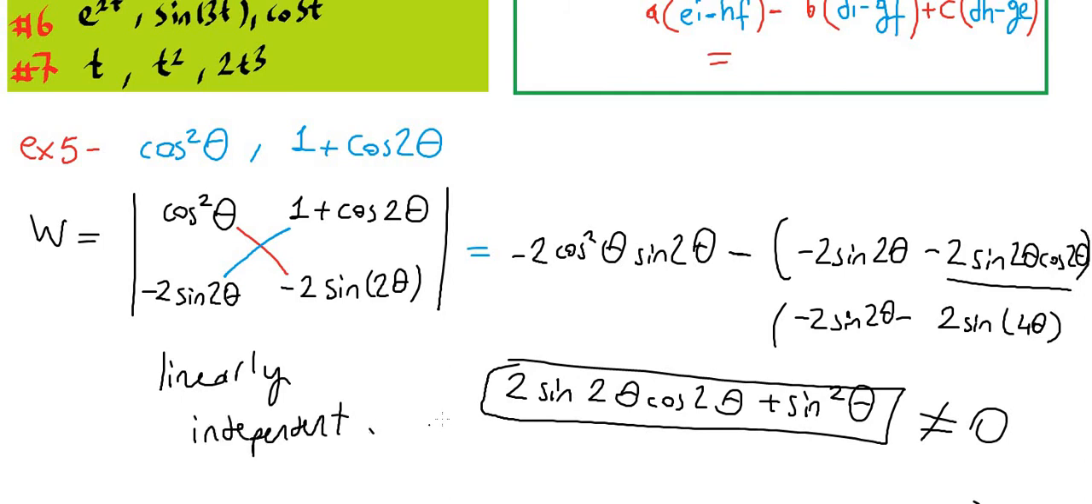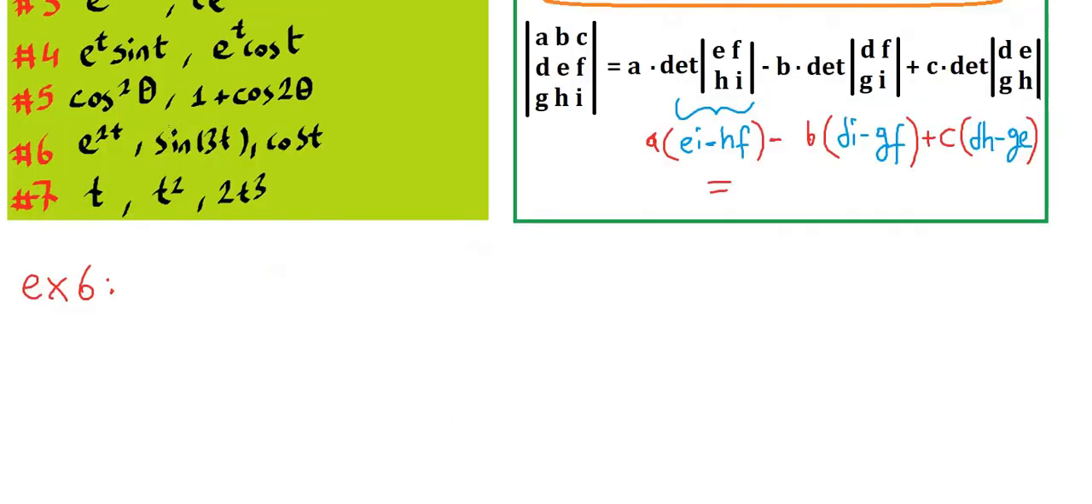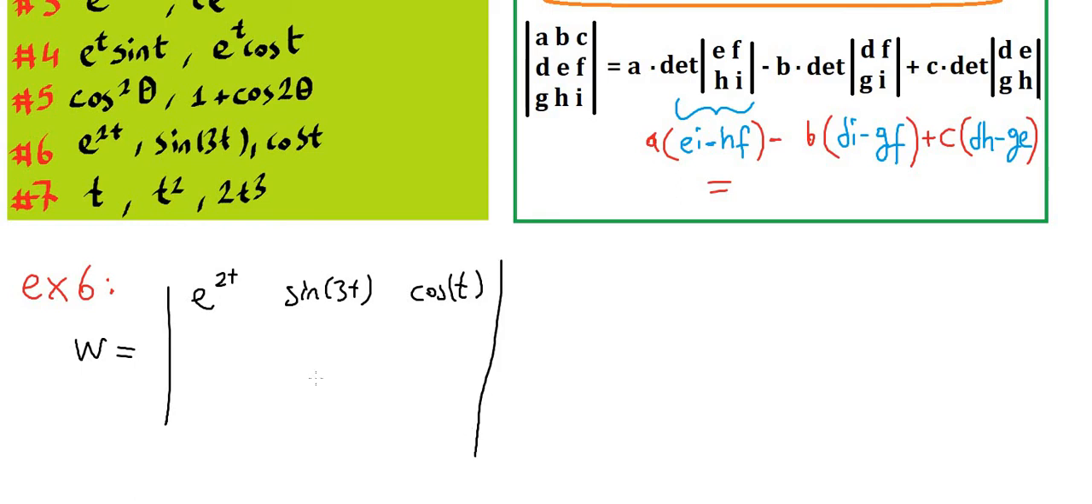Let's go to example 6. Our example 6 is more interesting because we're computing the determinant of 3 functions. So our Wronskian will be given by e to the 2t, sine of 3t, and cosine t as our first row. Our second row will be the derivatives of those functions.